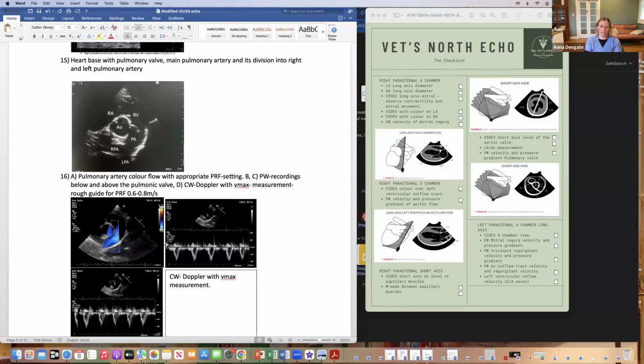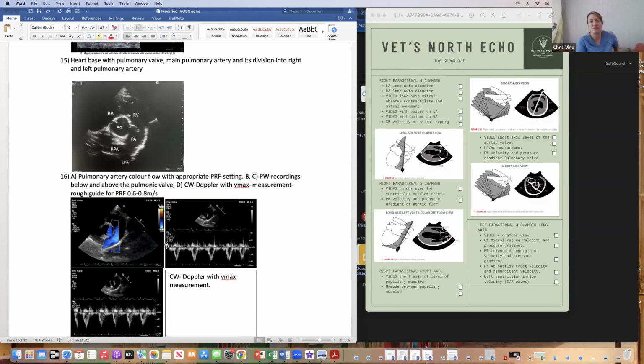We're going to get a PW below and above the pulmonic valve. The one that's below the pulmonic valve, so subvalvular, we'll call the RVOT, which is new in our form as of yesterday. Right ventricular outflow tract, so the subvalvular velocity. Why would we need to record subvalvular and postvalvular velocities differently? Isn't it the same blood going the same pace?